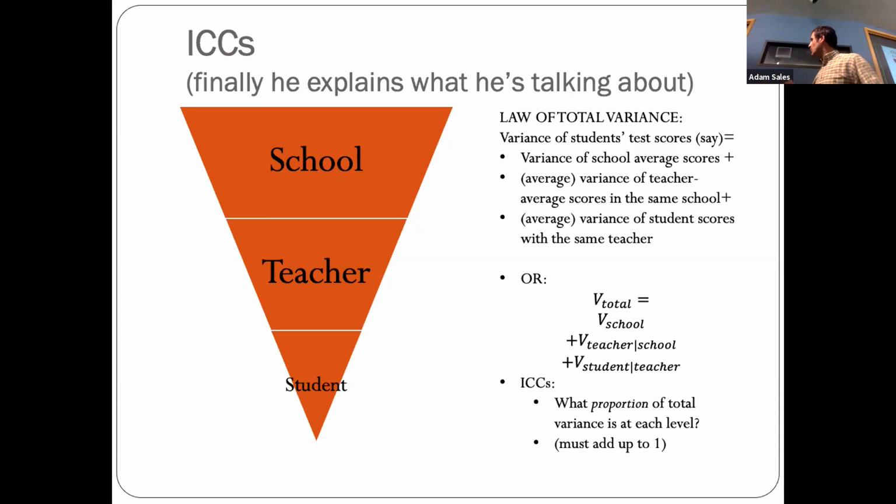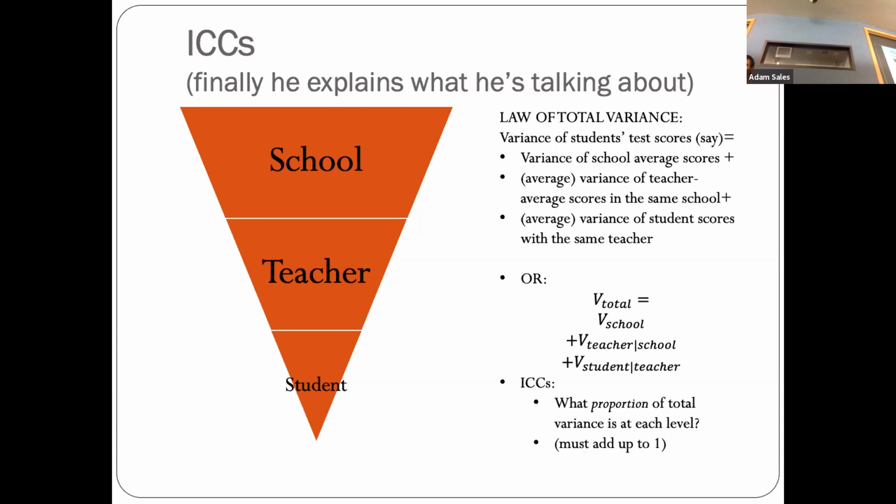The ICC is what proportion of the total variance is at the school level, and what proportion of the total variance is at the teacher level within schools. And, well, whatever's left is at the student level. So there are actually two ICCs, because the third one is just one minus the other two, right? Because it all has to add up to 100%, or it all has to add up to 1. So some proportion of the variance is at the teacher level, and some proportion of the variance is at the school level.